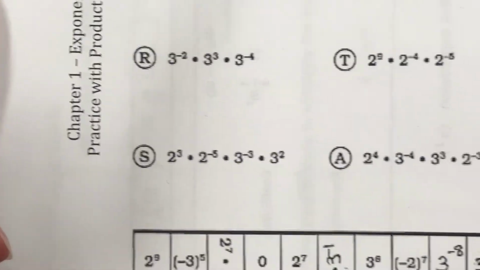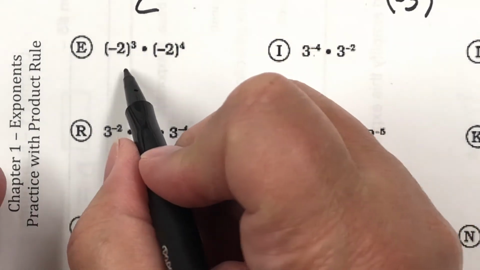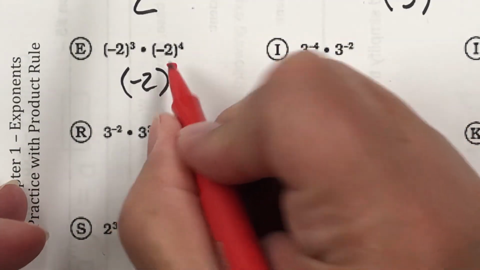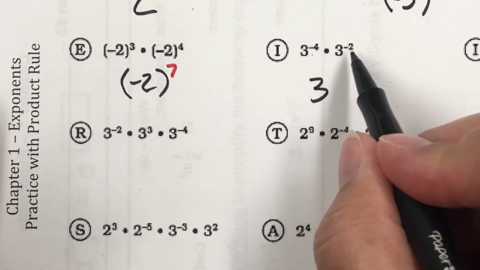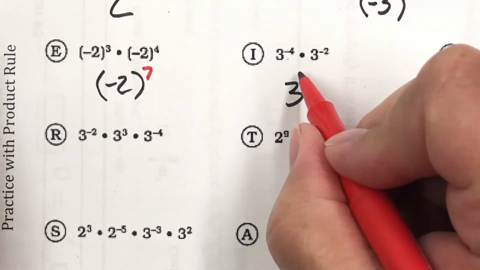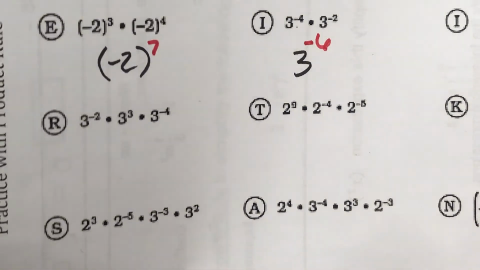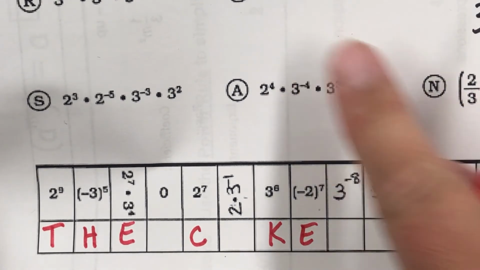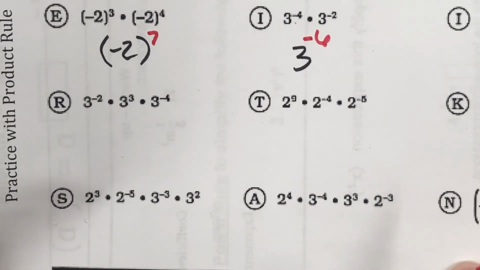Okay, let's do these 6 really quick. Keep the base. Negative 2 in parentheses, 3 plus 4 is 7. Keep the base 3, negative 4 plus negative 2 is negative 6. Let's come down here and put those letters in, Bono. Negative 2 to the 7th power is E. 3 to the negative 6th power is I. And now I just have a few more to do.